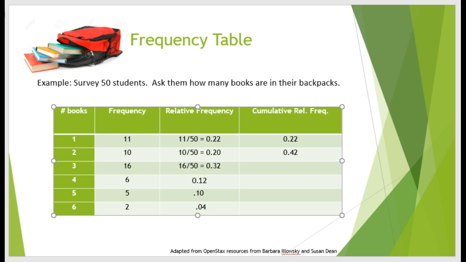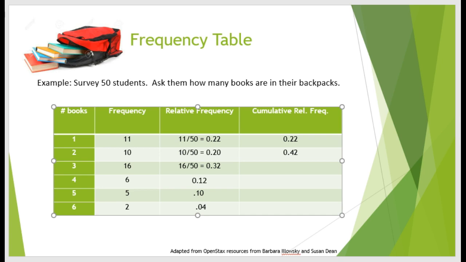So how do we get this number? There are a few different ways. One way is to take 11 plus 10, add it up, it's 21 divided by 50, and you get 0.42. Or we can add the 2 relative frequencies together, 0.22 and 0.20, and you get 0.42.